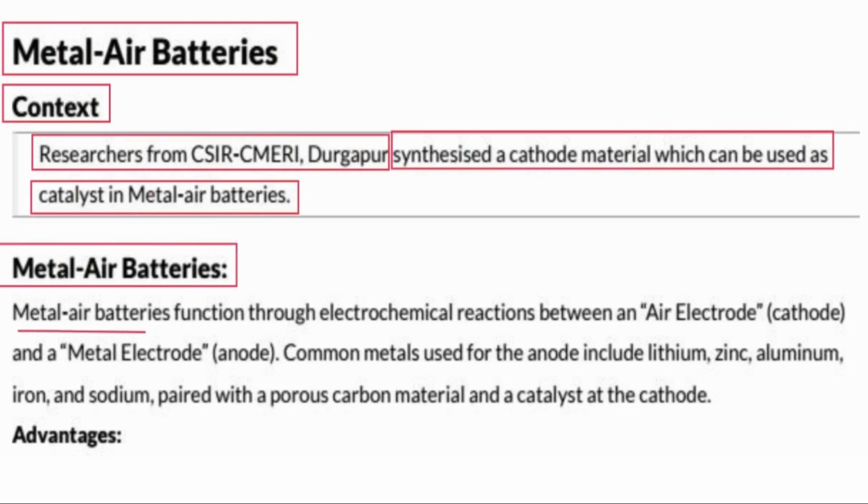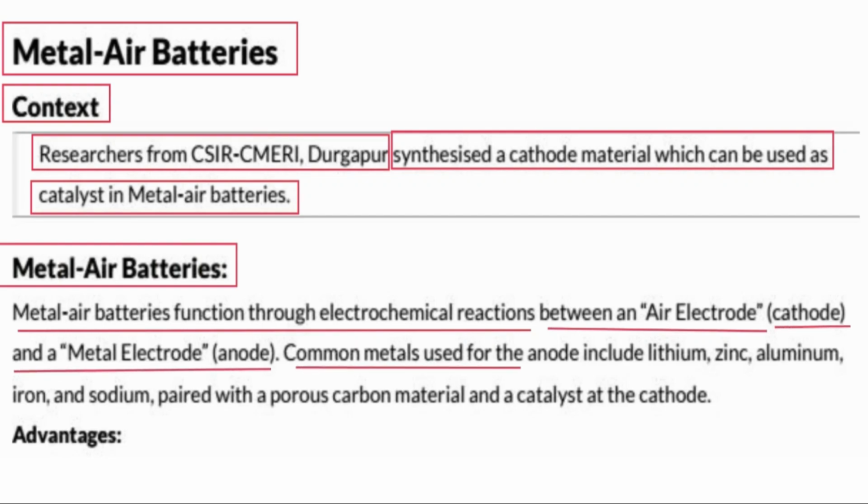metal air batteries. They function through electrochemical reactions between an air electrode, which acts as the cathode, and a metal electrode acting as the anode. Common metals used for the anode include lithium, zinc, aluminium, iron and sodium, paired with porous carbon material and a catalyst at the cathode.